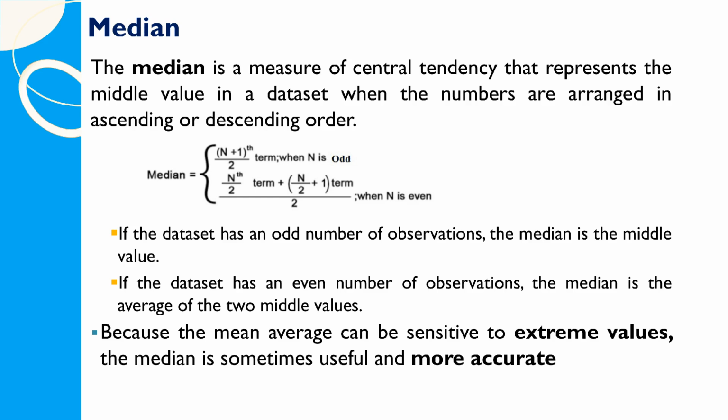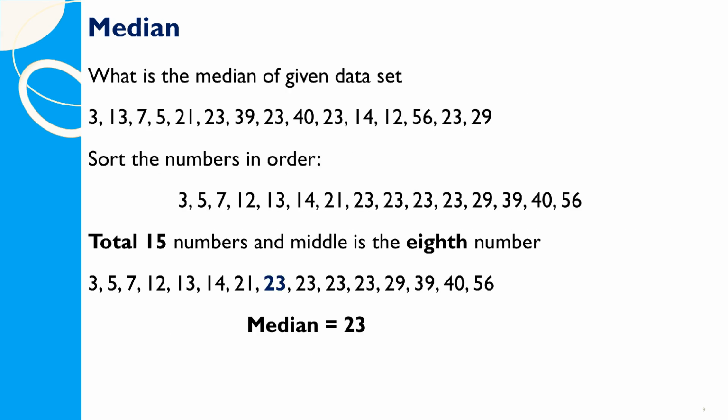The median is a measure of central tendency that represents the middle value in a dataset, determined by sorting the numbers and finding the center. For odd-sized datasets, it is the middle value, while for even-sized datasets, it is the average of the two middle values. Unlike the mean, the median is less affected by extreme values and often provides a more accurate reflection of the dataset's central value. To determine the median of the dataset, sort the numbers in ascending order. With 15 numbers in total, the median is the 8th number in this sorted list, which is 23.